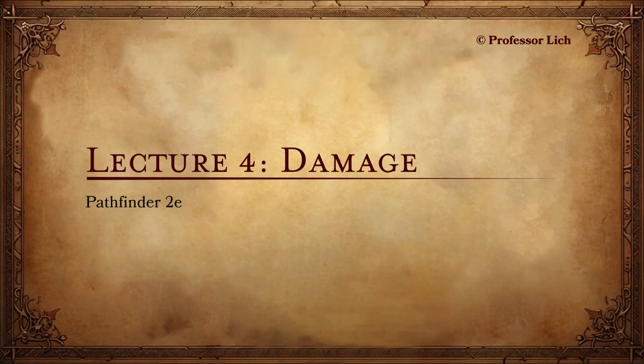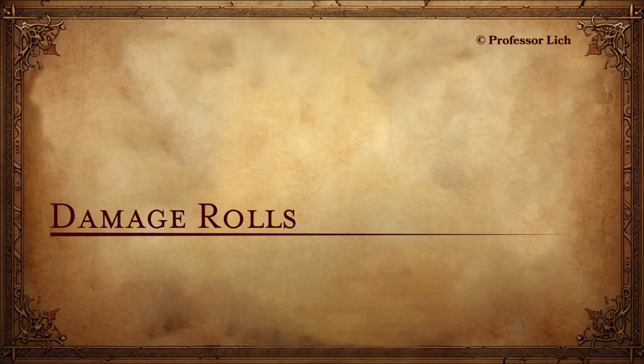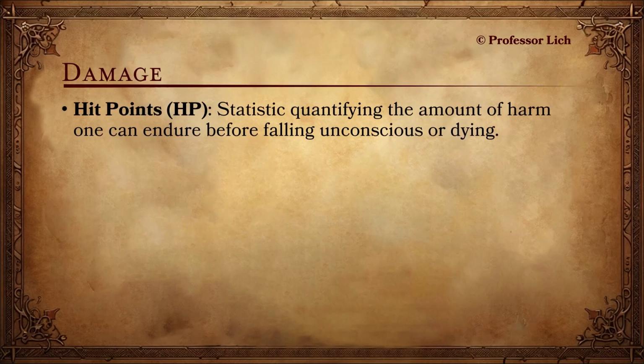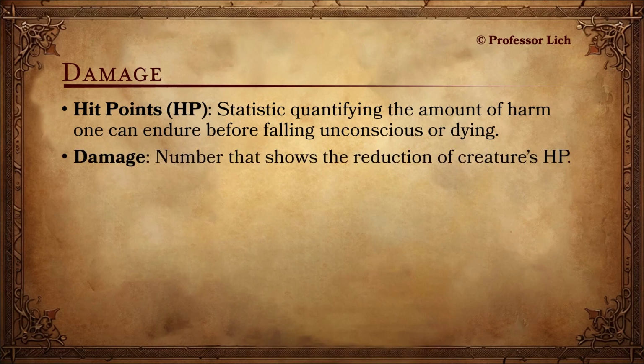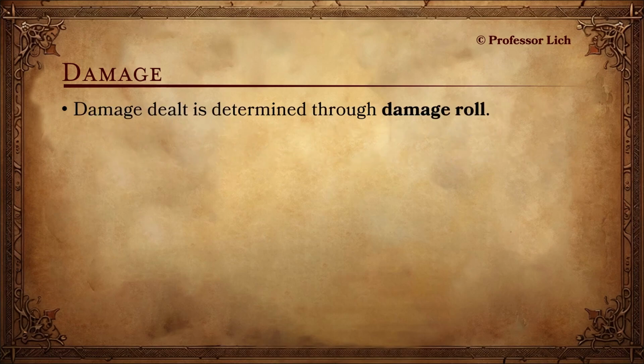Today's discussion pertains to dealing damage in Pathfinder, and we begin with damage rolls. When you deal damage, obviously you are reducing your enemy's health. So it stands to reason that before we can discuss how to relieve your enemies of their wellness, we begin by briefly defining the way it is measured. HP, or hit points, is a measure of the amount of harm you can endure. From there, we can define damage as the number that measures the reduction of HP.